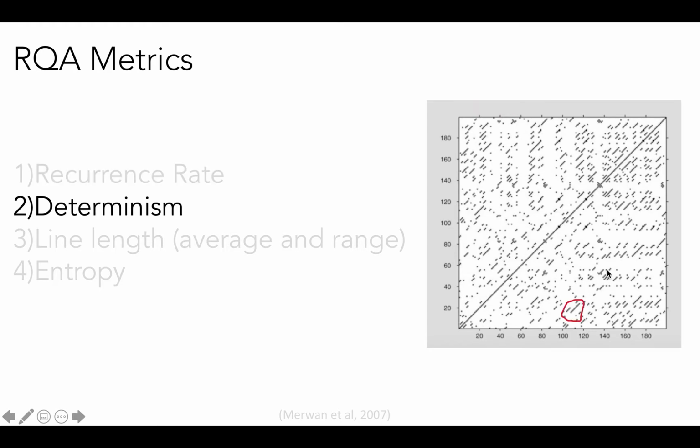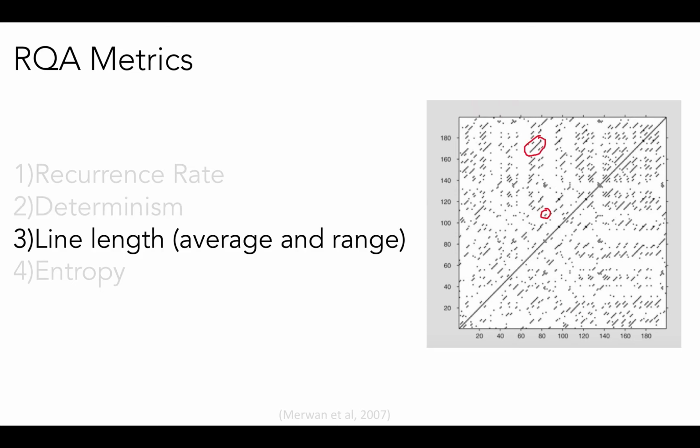The second one is determinism. Determinism can be seen by these little lines, and that is a measure of predictability within the system. So these long lines here suggest that the system is going to return to the state, and that if it does return to a state, it might stay in that state for a long period of time.